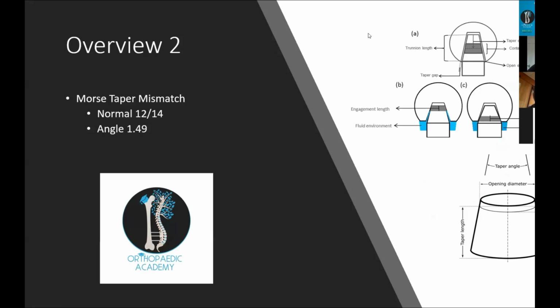So your Dupuy 12-14 will be different to your Furlong 12-14, which I've seen happen where people put the wrong one in, and it does not go well. Yes. So we're talking about the opening diameter and the closing diameter. So that's the opening diameter. That's the closing. And funny enough, this is the male part of the taper. Yeah. This is the female part of the taper.